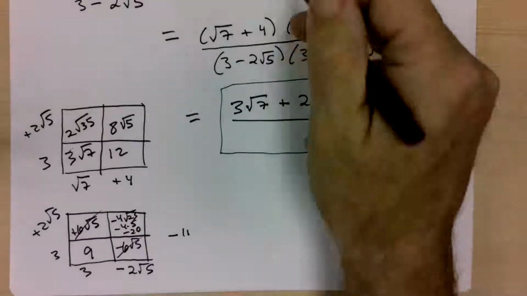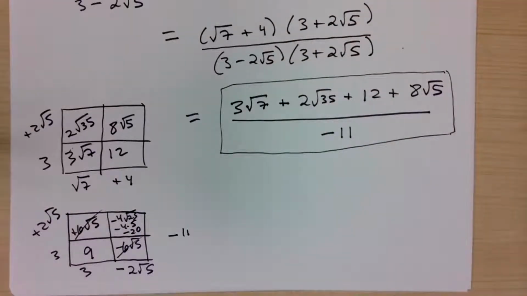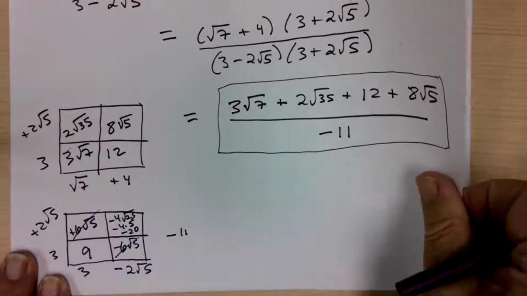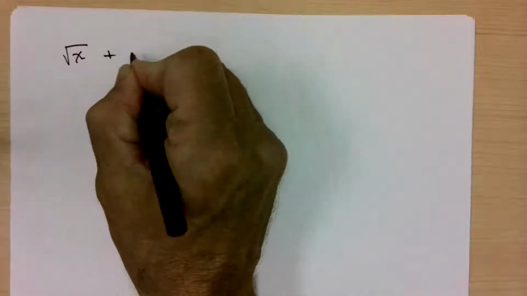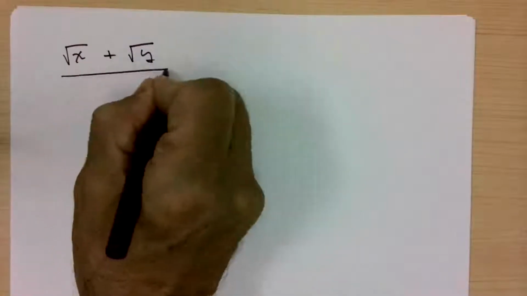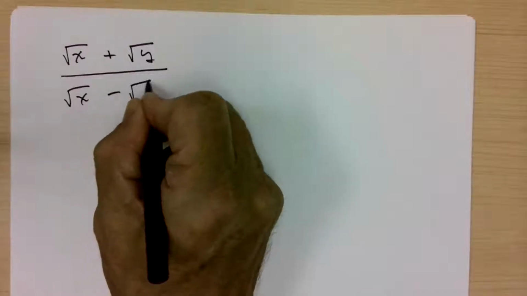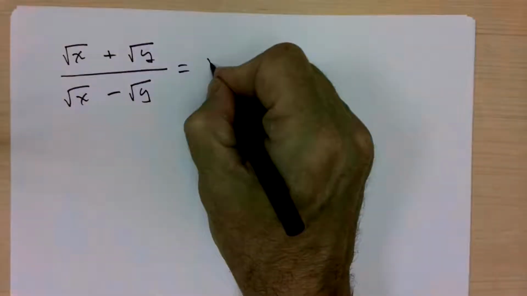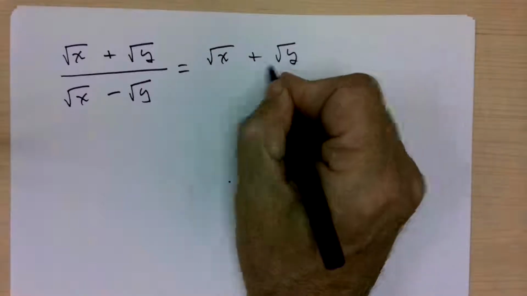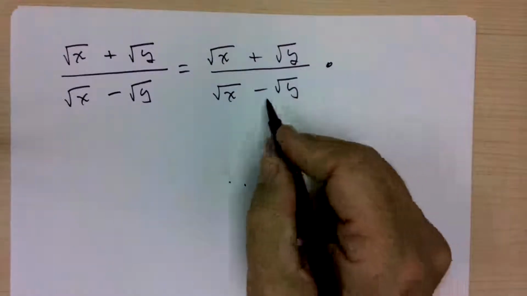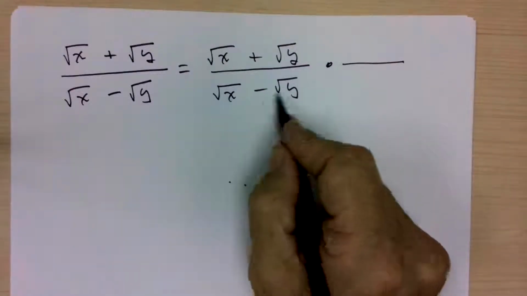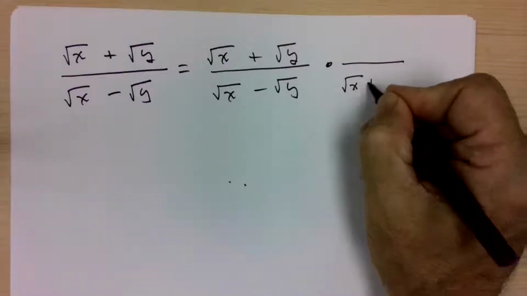So you see the process: multiply top and bottom by the conjugate, do the multiplication, and simplify. Let's do another one. This time I want to do root x plus root y, remember, we're assuming all the variables are positive, over root x minus root y. Multiply top and bottom by the conjugate. The conjugate is the bottom, switch the sign in the middle. So the conjugate of the bottom is root x plus root y.